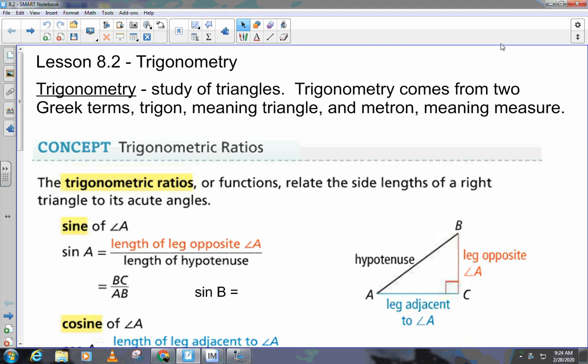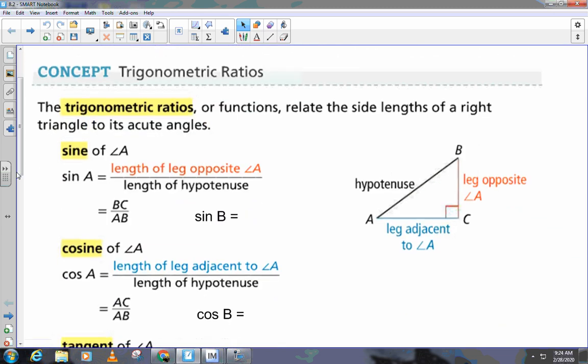All right, so we're going to talk about trigonometry today. Now, what is trigonometry? It's the study of triangles. There's a whole semester worth of class called trigonometry that comes after Algebra 2. And trigonometry comes from two Greek terms, trigon meaning triangle and metron meaning measure. So it's the study of triangles. And we are going to talk about three different trigonometric ratios today. They're the sine, the cosine, and the tangent. And we're going to use these to find missing measures within right triangles. But we're going to first talk about how to set these ratios up.